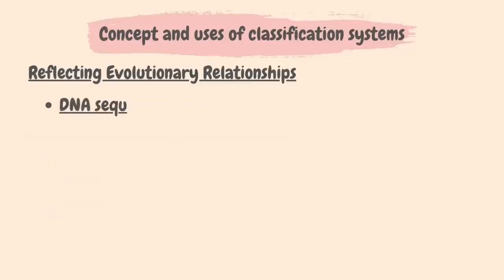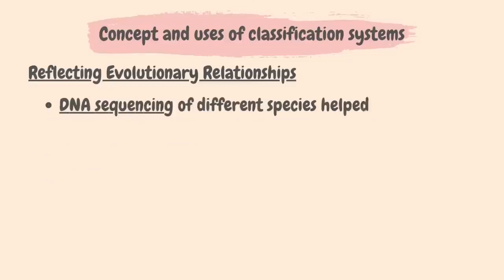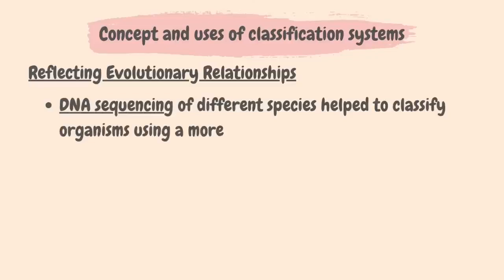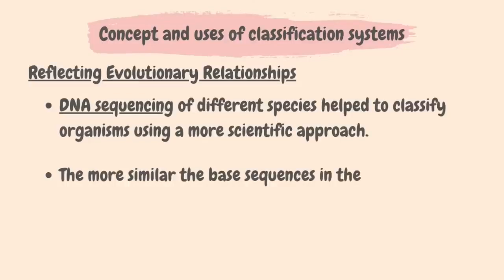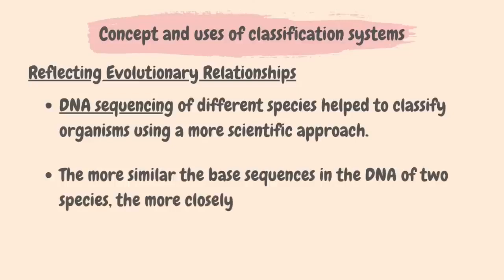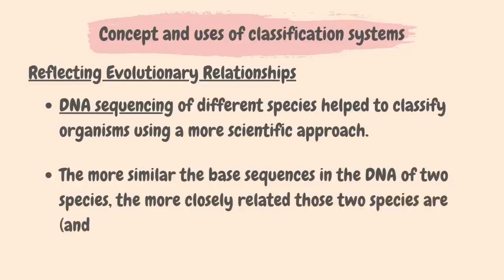With the advancement of technology, scientists were able to study DNA sequences of different species, and this helped to classify organisms using a more scientific approach. This method showed that the more similar the base sequences in the DNA of two species, the more closely related those two species are, and the more recent their common ancestor is.